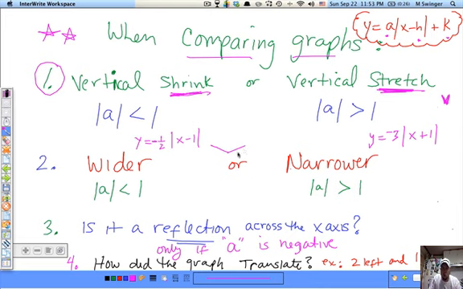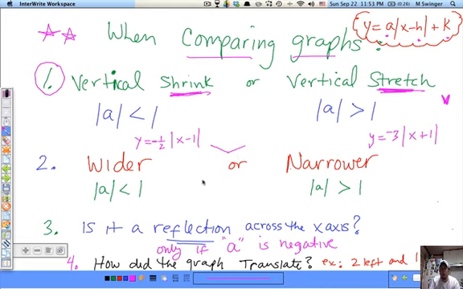Alright, this is wider, this is getting skinnier, or vertically it's actually stretching out. It's getting vertically taller, it's stretching. Okay, down here, this guy, he's shrinking down vertically, he shrunk down. Okay, that's why it's a shrink and a stretch.